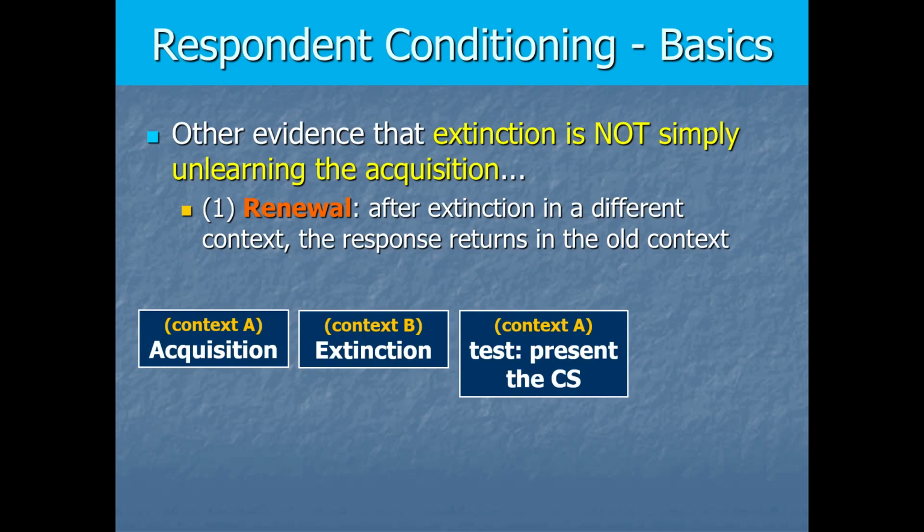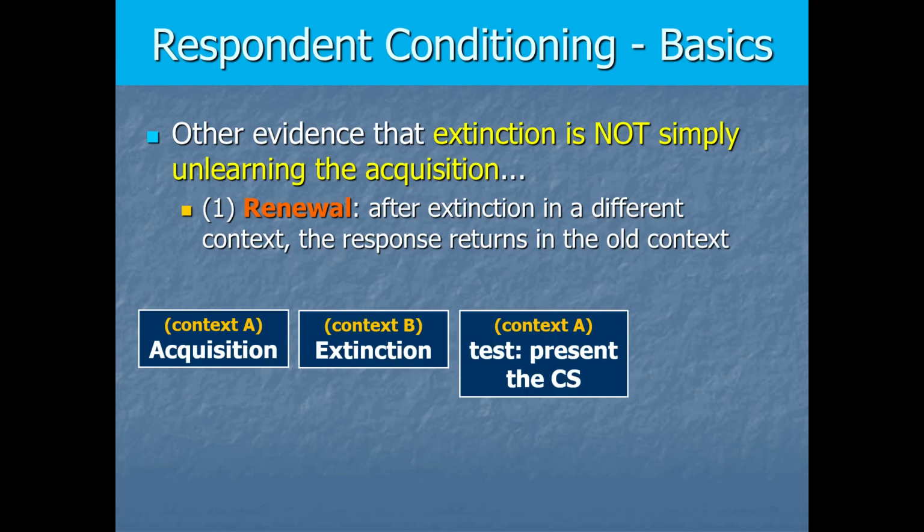For example, one of these phenomena is called renewal. Renewal is when, after you do extinction, but maybe in a different context or situation, like a different room, the response returns when you go back to the old original context. So think of it like this. Let's say in the red room, that's our first context, we do the acquisition process. In the red room, we play a 1000 hertz tone and then shock the rat. And we do this over and over and over again in context A, in that red room. In the red room, tone plus shock, tone plus shock.